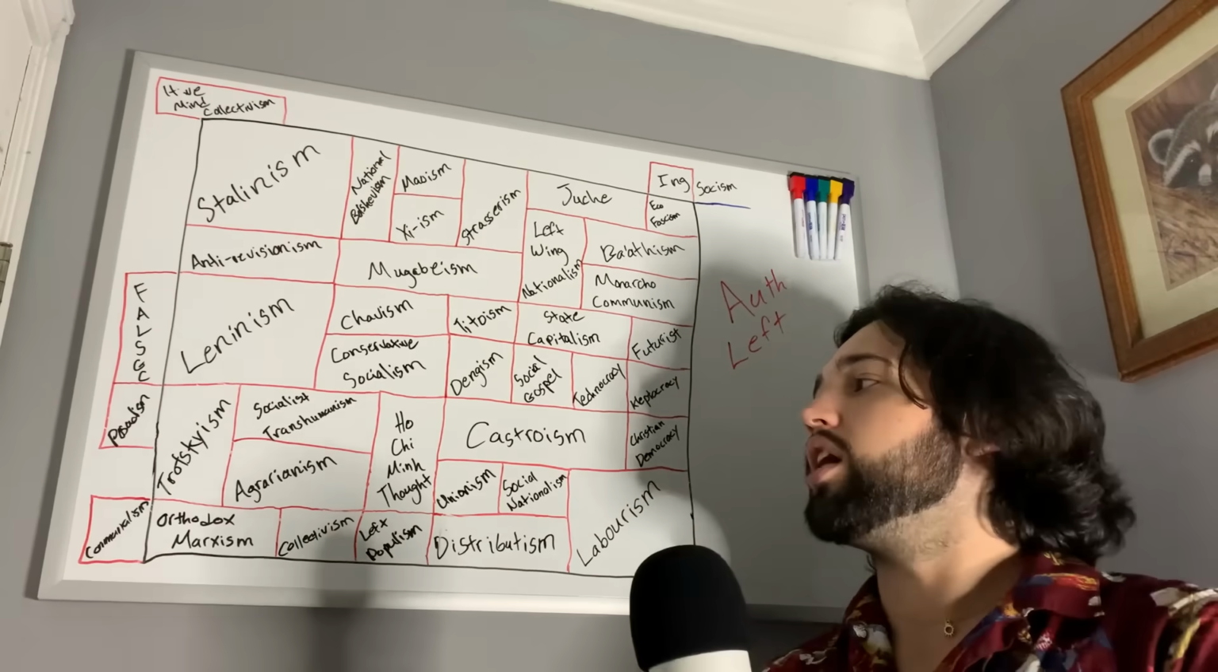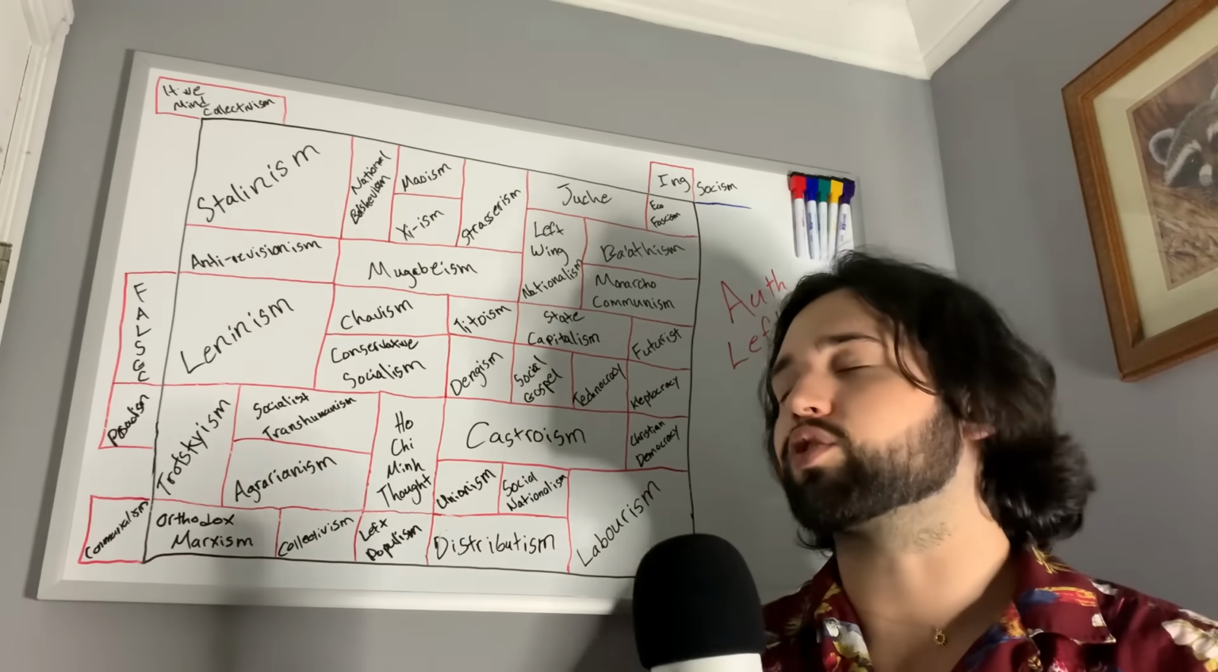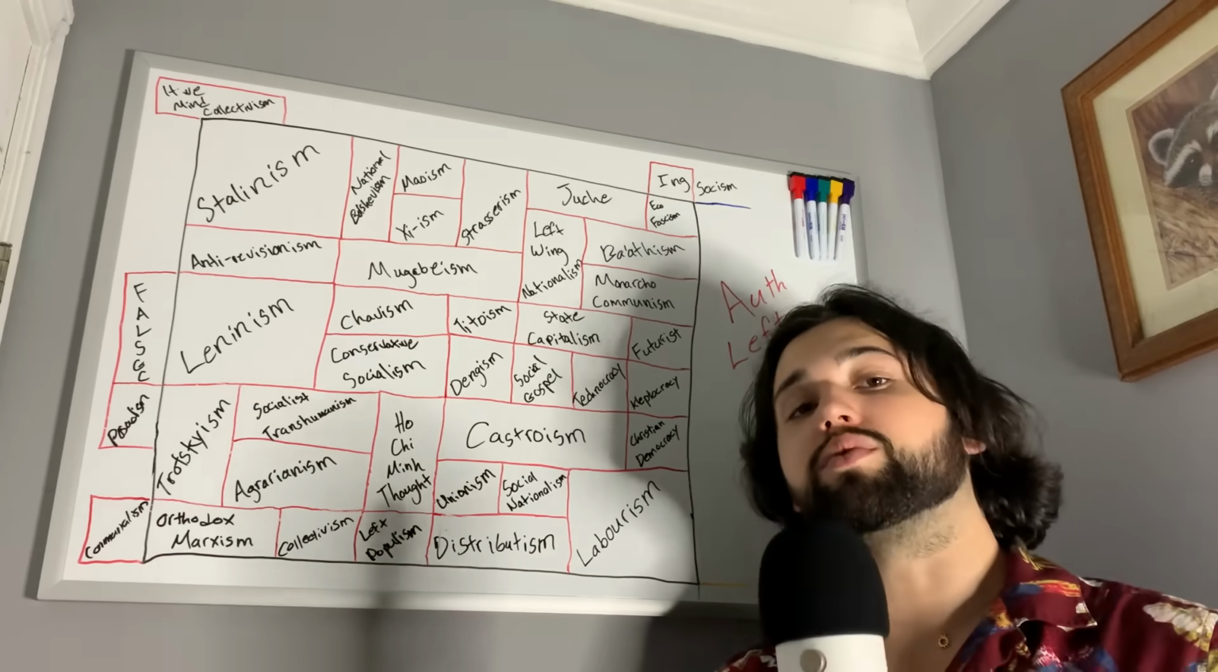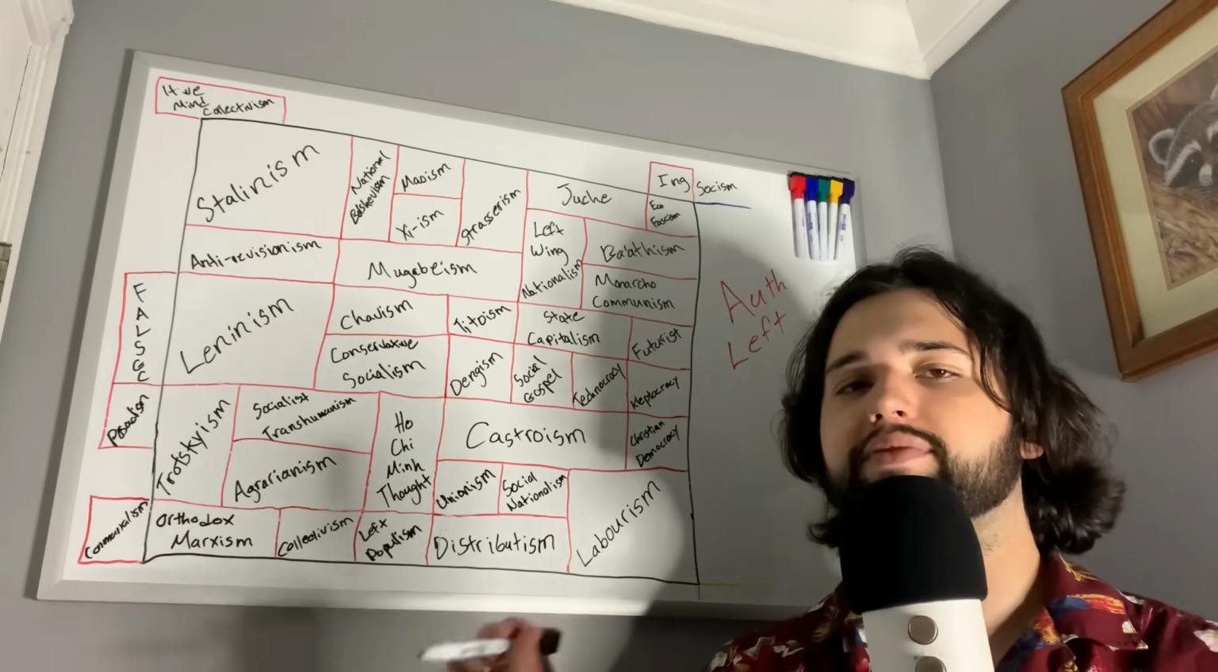So we are now done with both authoritarian quadrants of the compass. I'm going to change shirts, and when we come back, we are going to talk about the libertarian left ideologies.